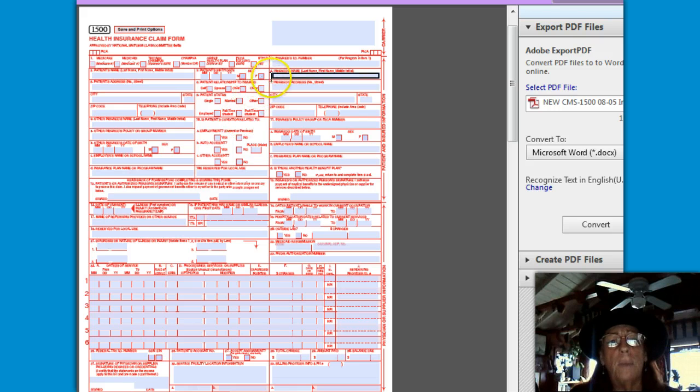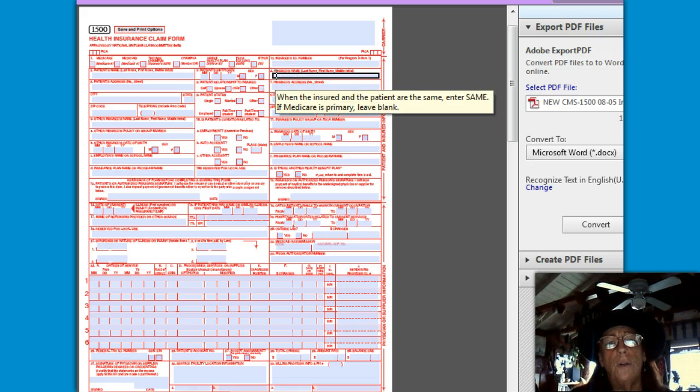Let's then go back up to block 4, talk about the insured's name. So if the insured and the patient are the same, you'll just type in the word same. But if they're not, you'll type in the insured's name. So again, last name, comma, space, first name, comma, space, and their middle initial.